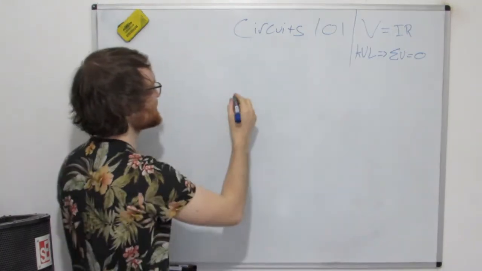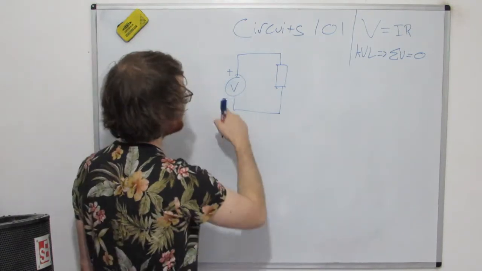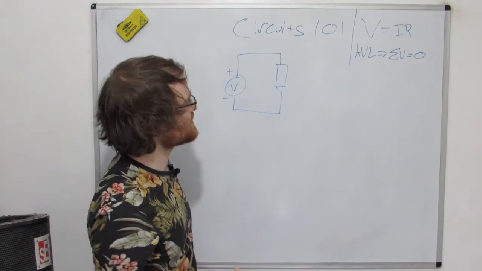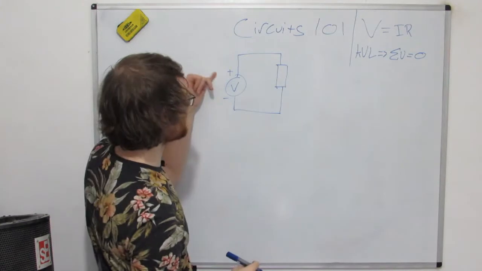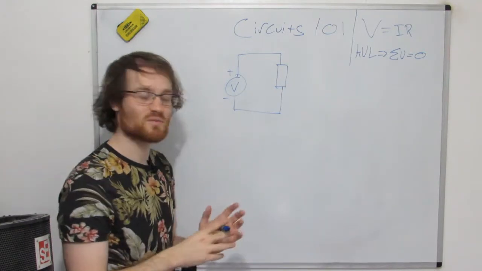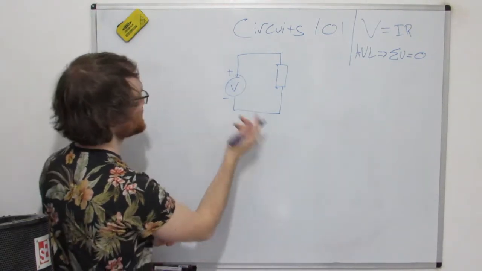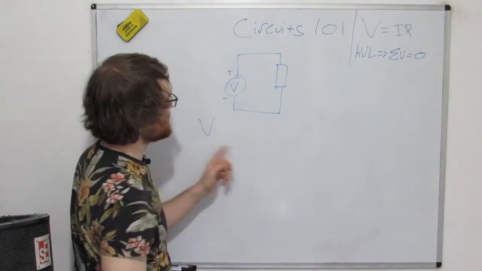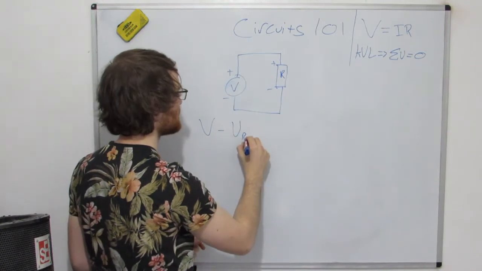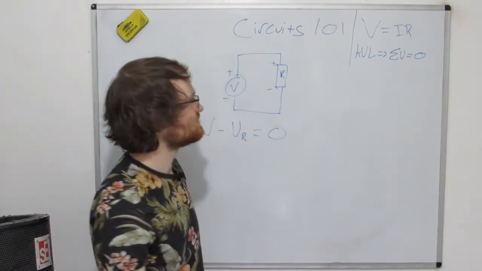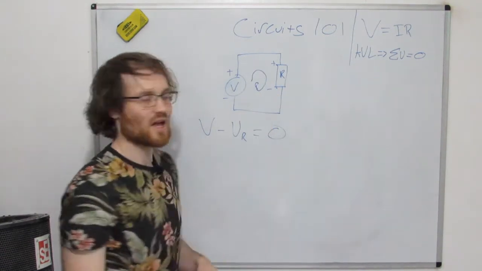So what that means in English is if we have a circuit, all the voltages in this loop have to add up to 0. We can think of it as we've got sources and we've got components. Sources are supplying your voltage, like your batteries, like your power supplies, and components have voltage dropped across them. So you take all of your sources, so we've got one, this is V, minus the voltage drop across this resistor, VR, equals 0.